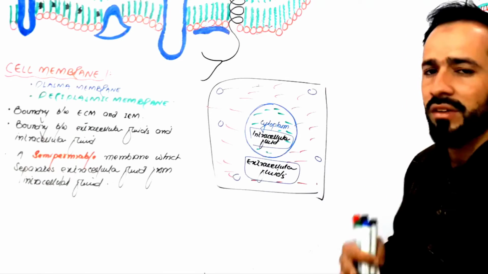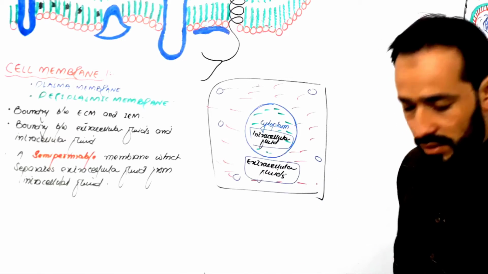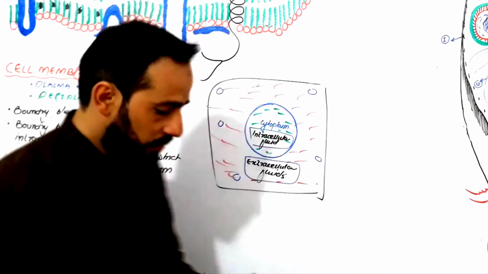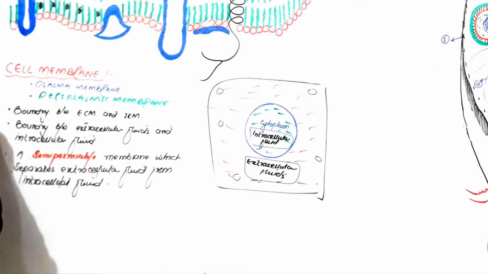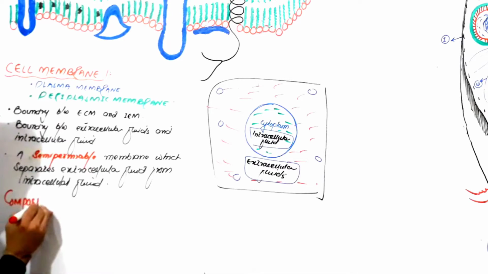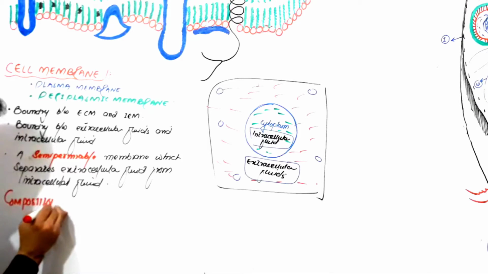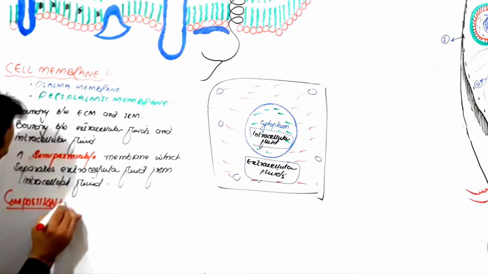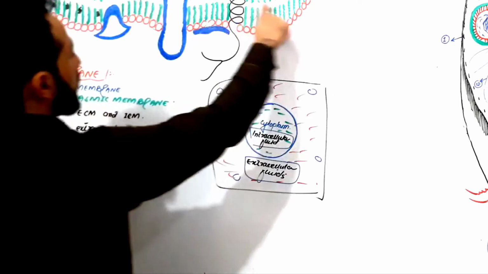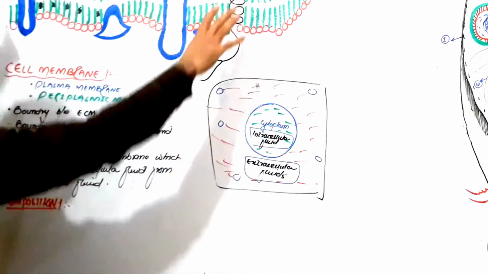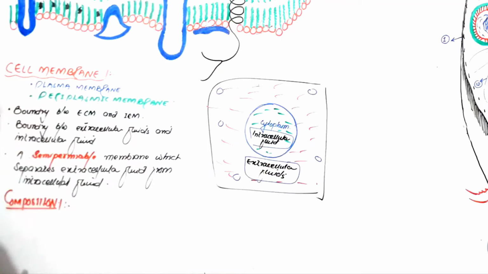Composition and structure are another thing that we will discuss right now, right? So this was the definition of the cell membrane. What is the composition of your cell membrane? Your cell membrane is composed of what? Mainly, the cell membrane is a phospholipid bilayer, right? As you can see here, it is a phospholipid bilayer. I will explain this diagram after a while.